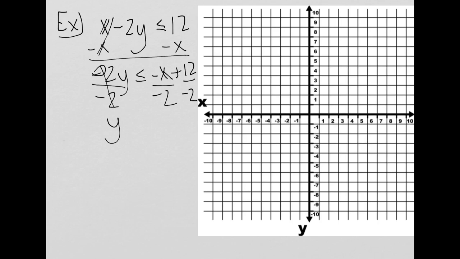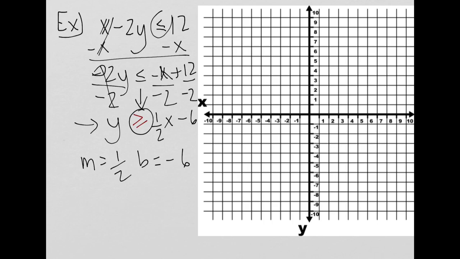Since I divided by a negative, when I bring this sign down, he has got to flip. And if not, you're going to get the wrong answer. So I'm going to flip that inequality sign. -1 divided by -2 is a positive 1 over 2. So that's my slope. And then 12 divided by -2 is a -6. So here's my equation. My slope is 1/2. My y-intercept is -6.